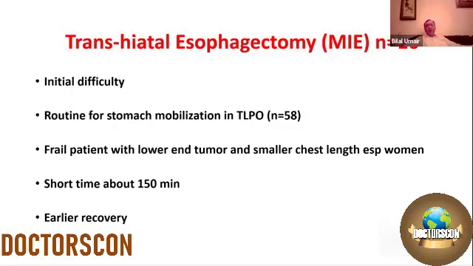Once we attempted transhiatal esophagectomies, we were able to do it, but then I came to the conclusion that this was more difficult, especially as far as the lymphadenectomy part of it was concerned.